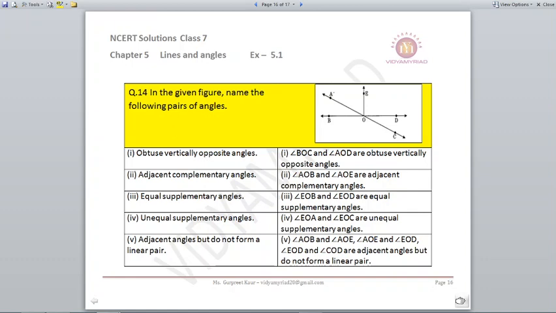Adjacent angles but do not form a linear pair. Now here angle AOB and angle AOE, AOE and EOD, EOD and COD, they are adjacent angles but they are not forming a linear pair. A linear pair should be on a straight line and their sum should be equal to 180 degrees. All these are adjacent with one another but they are not forming a linear pair.